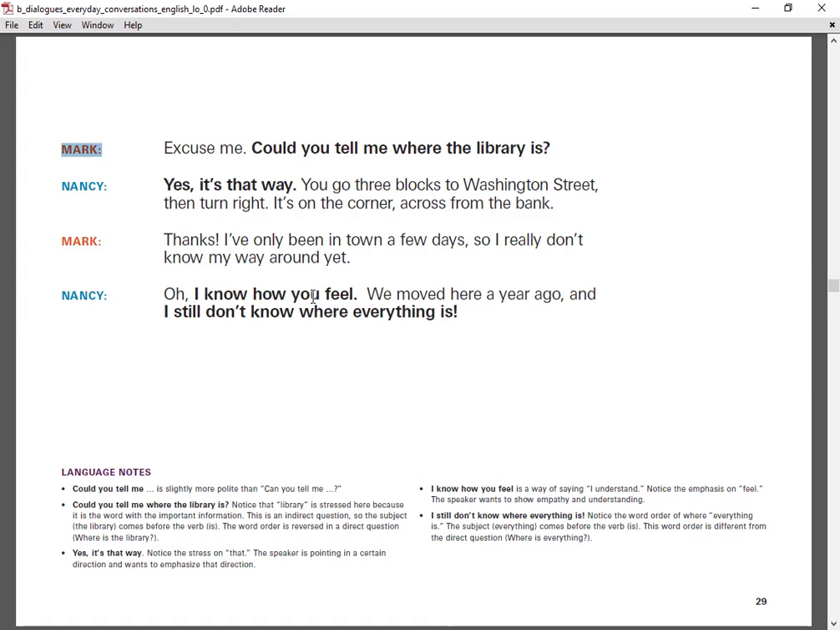Oh, I know how you feel. This shows that it means I understand. Because we moved here a year ago and I still don't know where everything is. She said she too came here a year ago, but up to now still doesn't understand all the directions. Okay, so this was the conversation between Mark and Nancy.